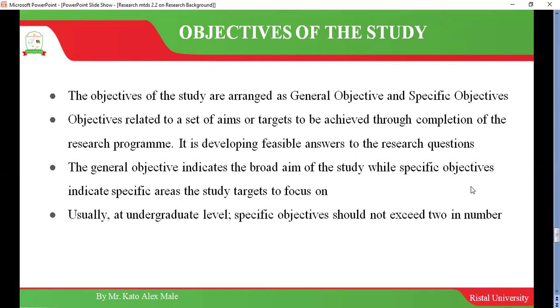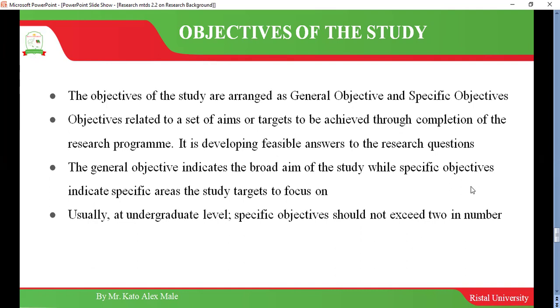Then objectives of the study. These are arranged as a general objective and specific objectives. Objectives are related to a set of aims or targets to be achieved through completion of the research program. It is developing feasible answers to the research question. The questions you asked yourself under research questions and hypotheses are now being answered by the research objectives. The general objective indicates the broad aim of the study, while specific objectives indicate specific areas that the study tends to focus on.